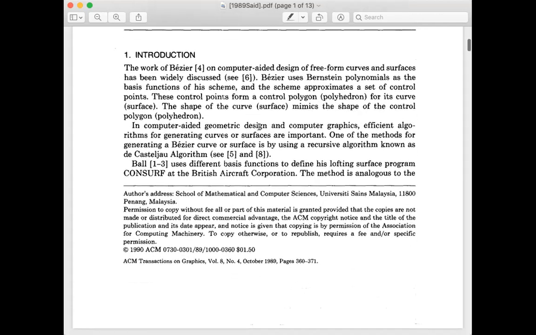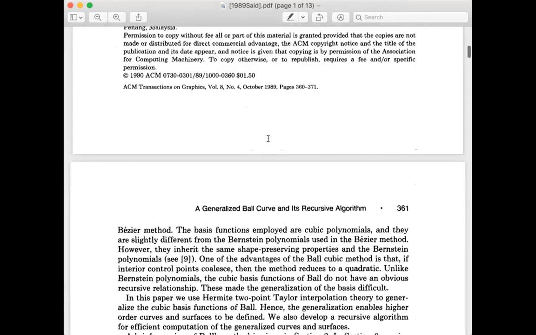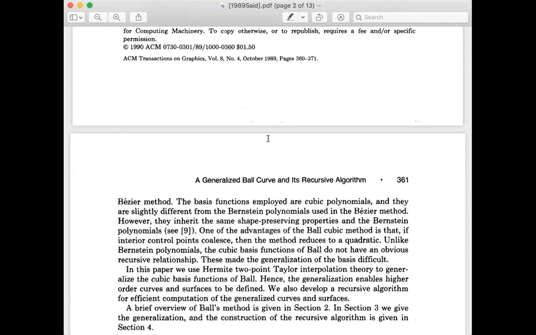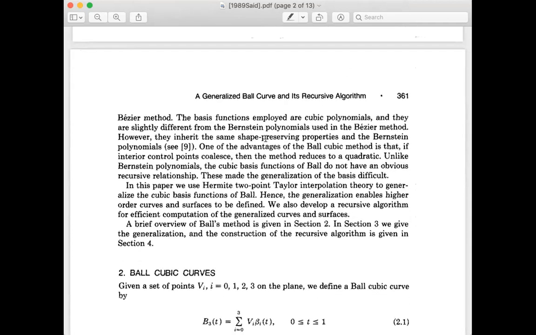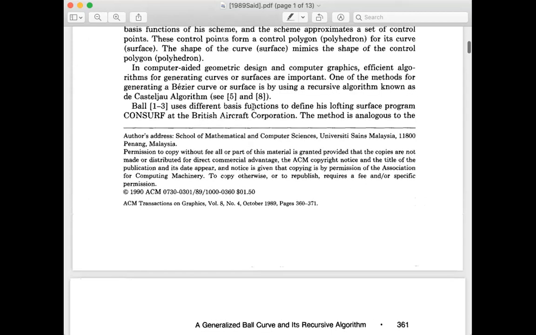Then we go to the introduction, which shows some history of the Ball curve and Bezier curve. In this paper we use Hermite two points. After you finish maybe 4 weeks of CAGD you can read this paper, going back to 1990, and understand it very easily. Starting from Bezier, you already know about the Bernstein polynomial, which can approximate.